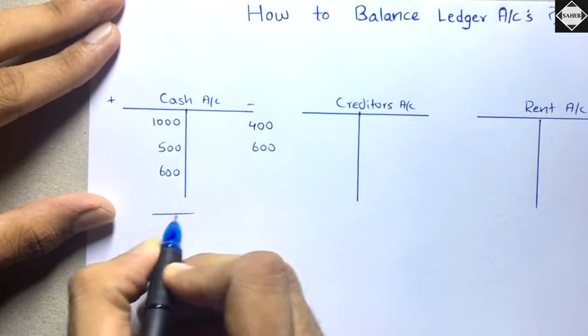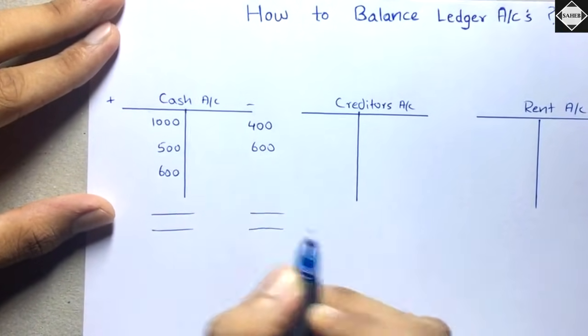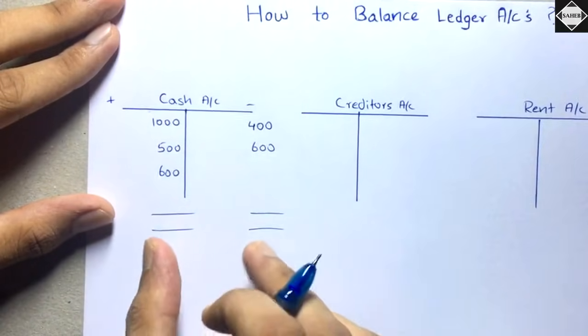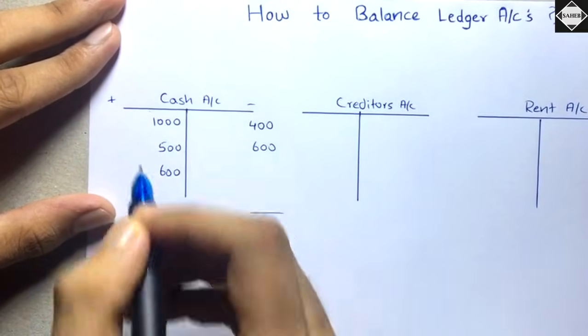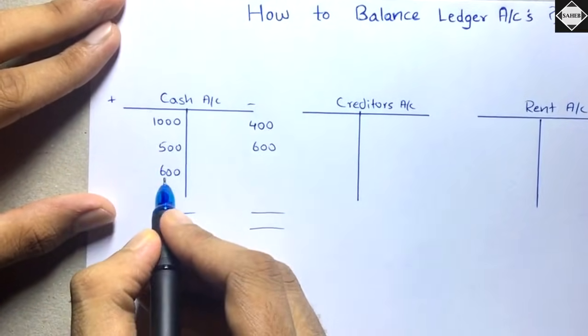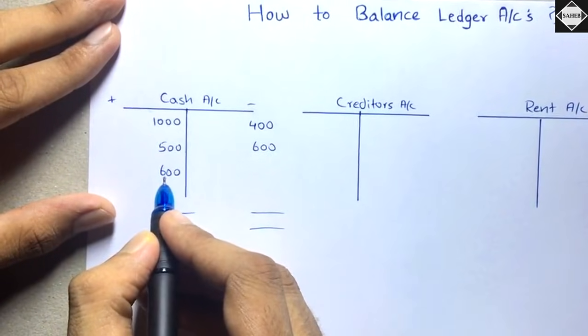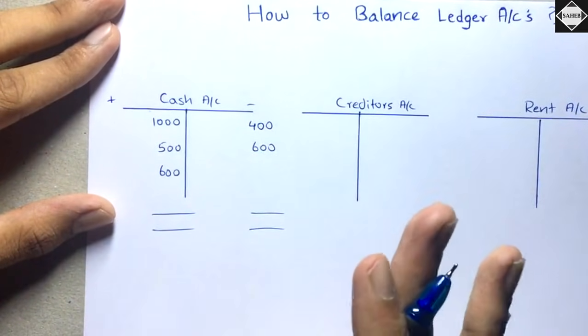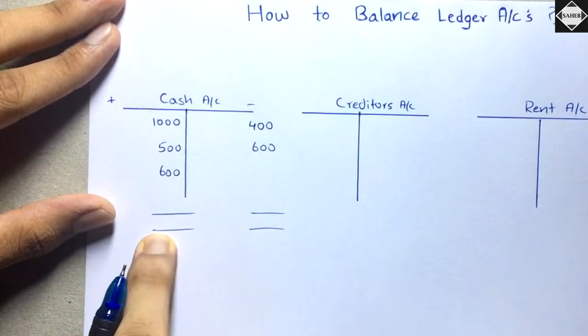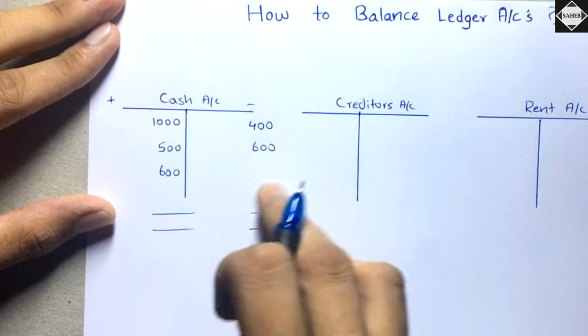So now how are we going to balance? First you will take the total columns. So 1000 plus 500 plus 600, how much is that? That's equal to 2100. So which side is bigger? Of course this side is bigger, and there is a deficiency, a shortfall on this side.